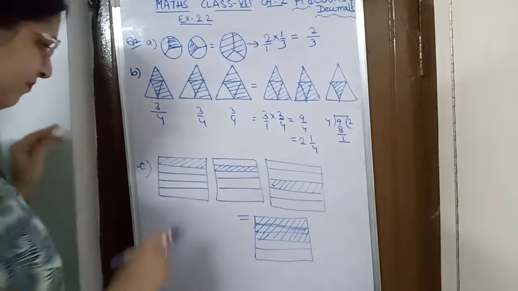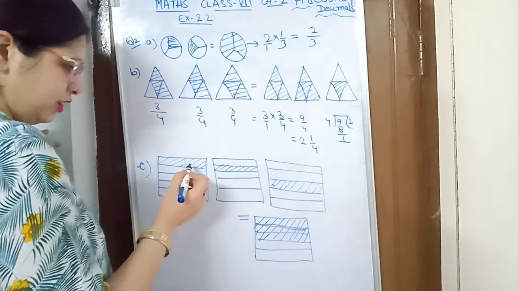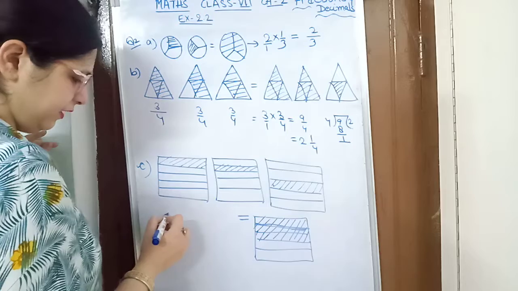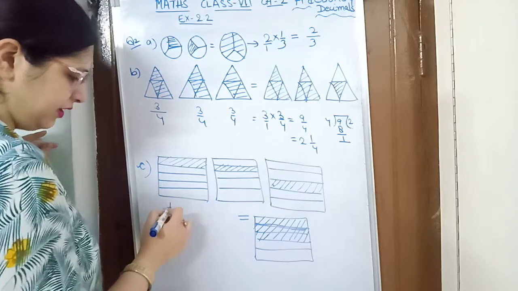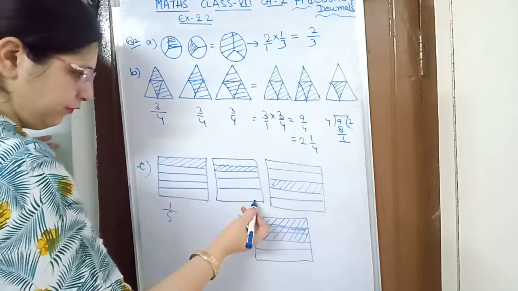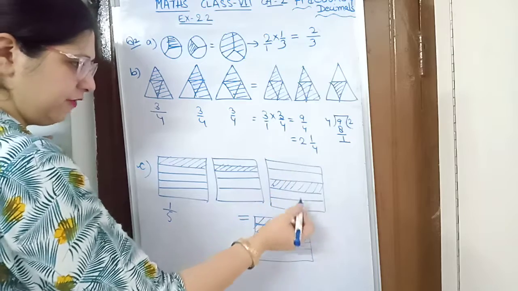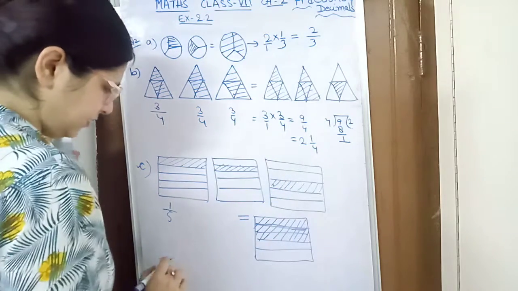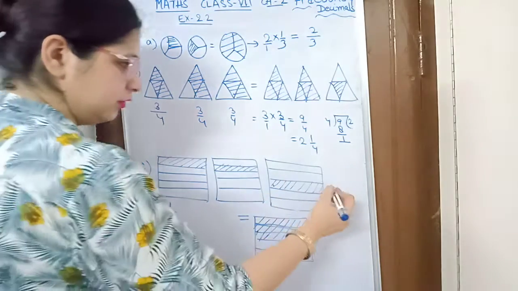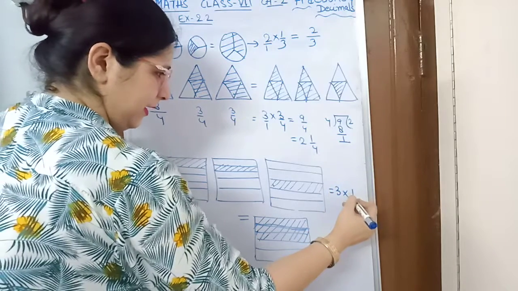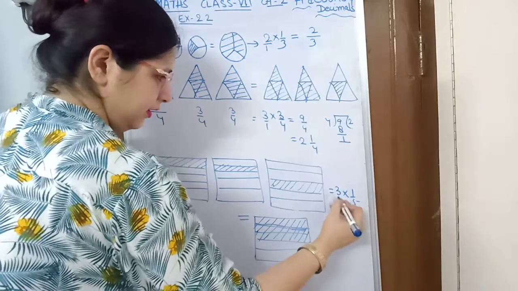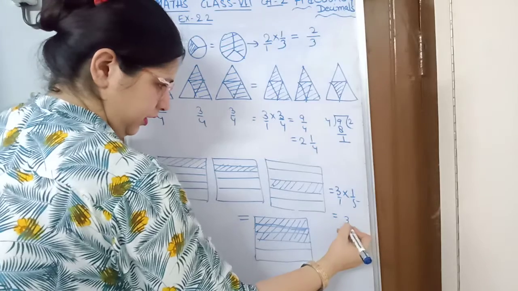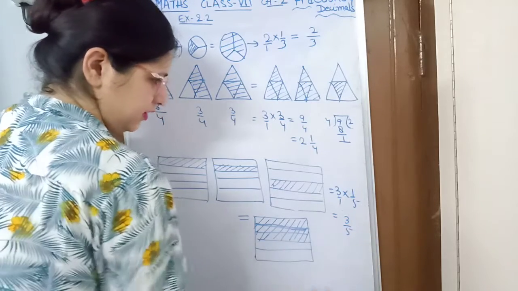Now C part is, this figure is divided into 5 parts, 1 2 3 4 5. So 5 will come in denominator, and out of 5, 1 part is shaded. Same here, out of 5, 1 part is shaded. Same here, out of 5, 1 part is shaded. So our answer will be, 1 2 and 3 figures are there na, so we will write 3 multiplied by the fraction. So what is the answer? 3 into 1 is 3 upon 5 into 1 is 5. So answer is 3 upon 5.